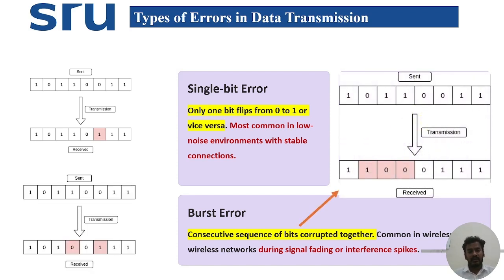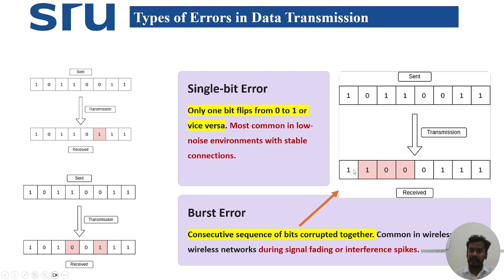So in the burst error, a consecutive sequence of bits is corrupted together. So here, a continuous run of bits is flipped from the sender side to the receiver side. It is common in wireless networks during signal fading or interference spikes, where this kind of error occurs. A sequence of bits is flipped from the original after being received at the end point on the receiver side.